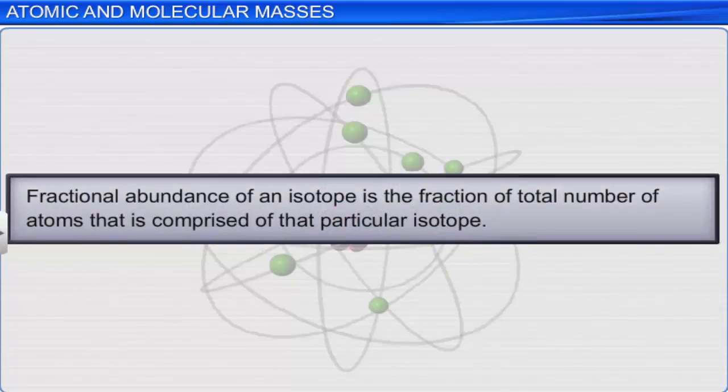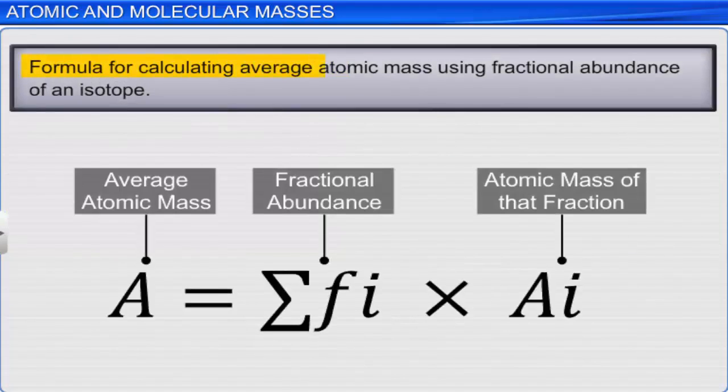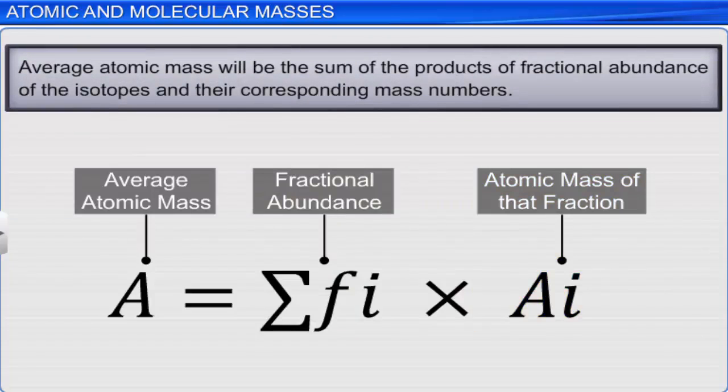We can also calculate the average atomic mass using fractional abundances of isotopes of an element. Fractional abundance of an isotope is the fraction of the total number of atoms that is comprised of that particular isotope. The formula for calculating an average atomic mass from fractional abundance is fractional abundance multiplied by the atomic mass of that fraction. Thus, the average atomic mass will be the sum of the products of fractional abundance of the isotopes and their corresponding mass numbers.